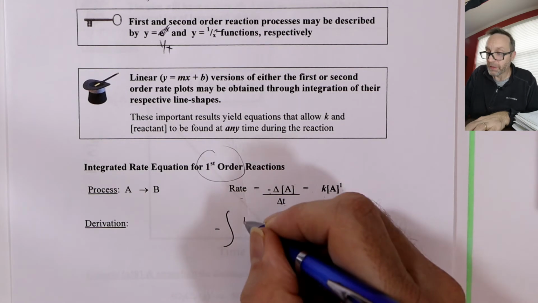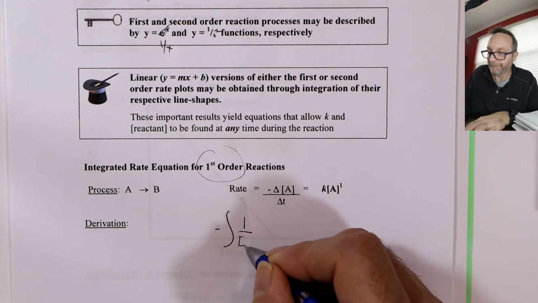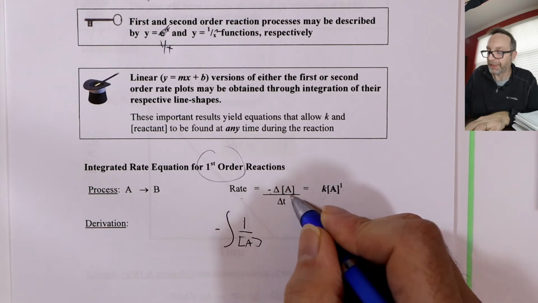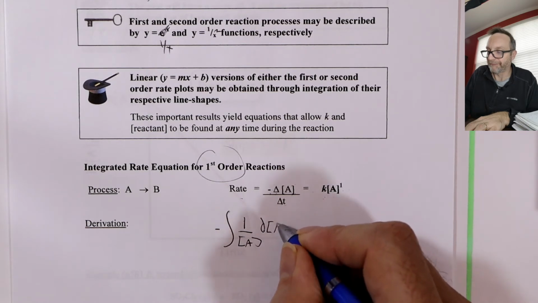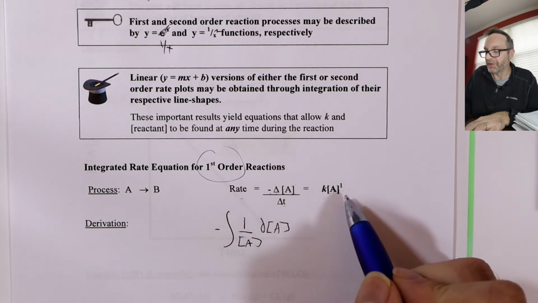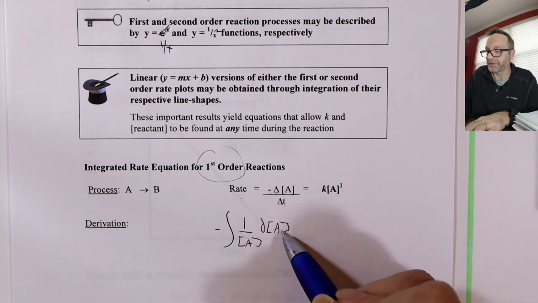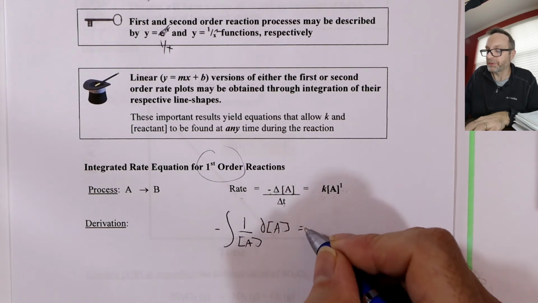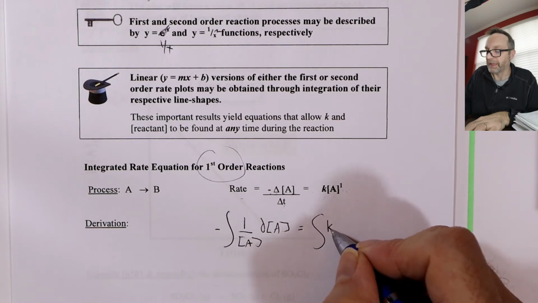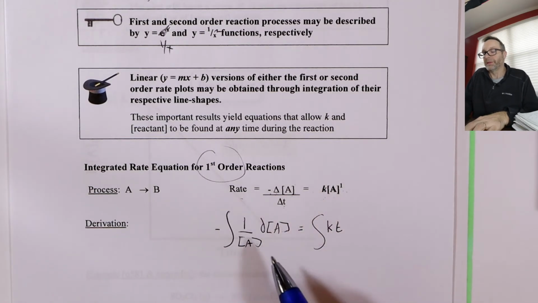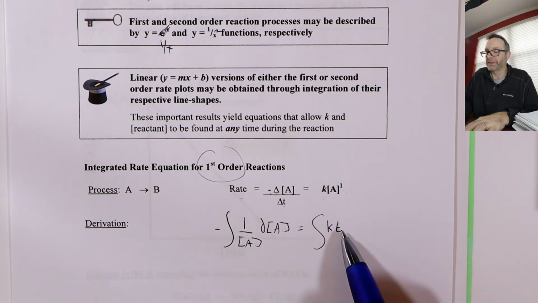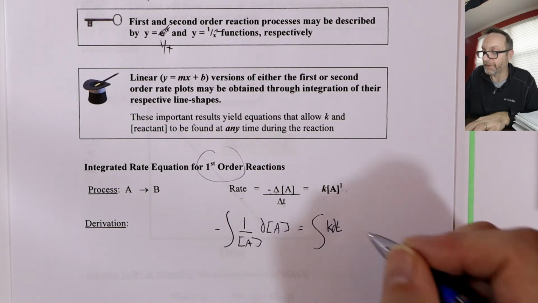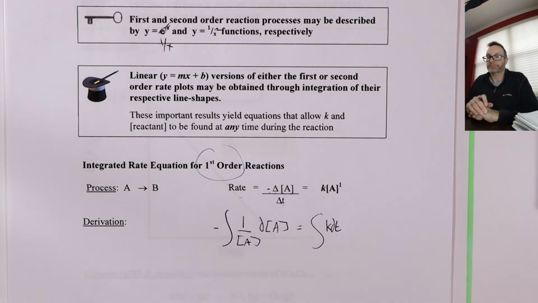I'll put a minus in front. Let me get this right. So I'll bring this one over. Instead of writing big delta, I'm going to write small delta, like we do in calculus. Okay, so see what I did there? I took this over here, this over here. This is the integral variable, right? So the integral of 1 over concentration with respect to concentration equals the integral of k with respect to delta t. There we go. All right. Fair enough.